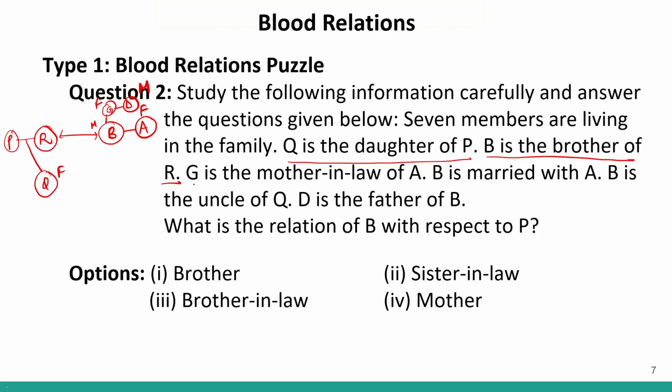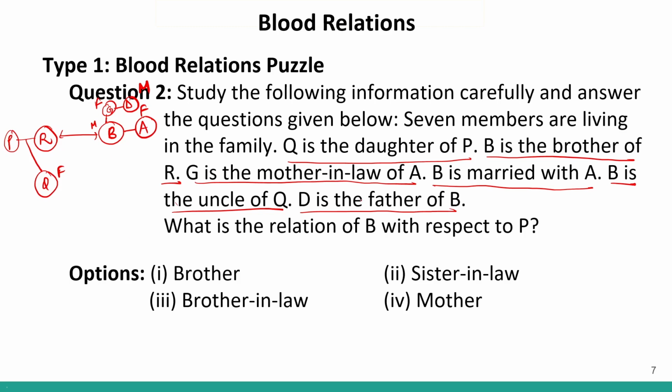G is mother-in-law of A. That means G will be B's mother. Correct? B's mother. Over here, A is female and G is also female. Mother-in-law. B is married with A. We have satisfied this condition also. B is the uncle of Q. Yes, B is definitely the uncle of Q because B is the brother of Q's parent. And D is the father of B. We have satisfied this also. D will be the spouse of G and it will be male.